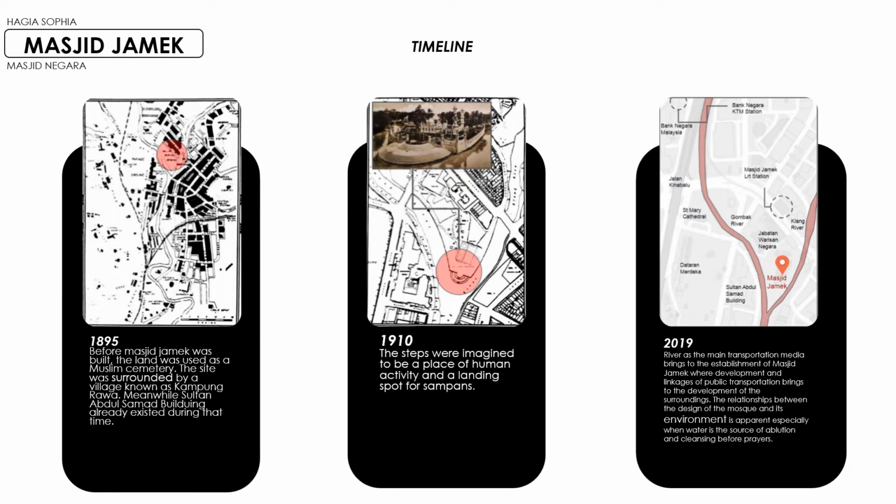In 1910, the steps were imagined to be a place of human activity and a landing spot for sampans. And in later years, the river as the main transportation medium led to the establishment of Masjid Jamek, where development and linkage of public transportation led to the development of the surroundings.